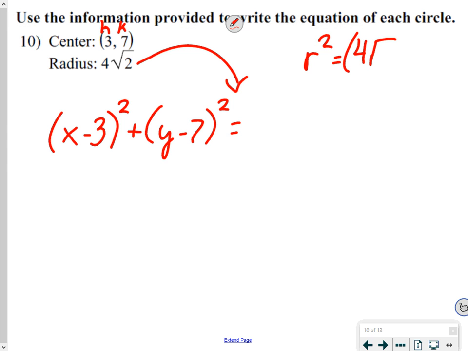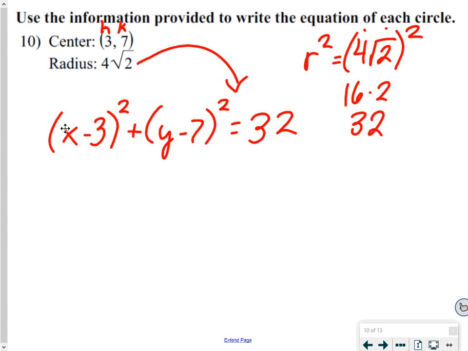One thing that we got to make sure to do is we want to square that whole value. Remember, when I say that whole thing, I mean put it in parentheses. So if we square that whole thing, that means we got to square 4, and we got to square root 2. If we square root 2, the square root of 2 squared, we just get 2. 16 times 2 is 32. So this thing equals 32. All right, couple left.